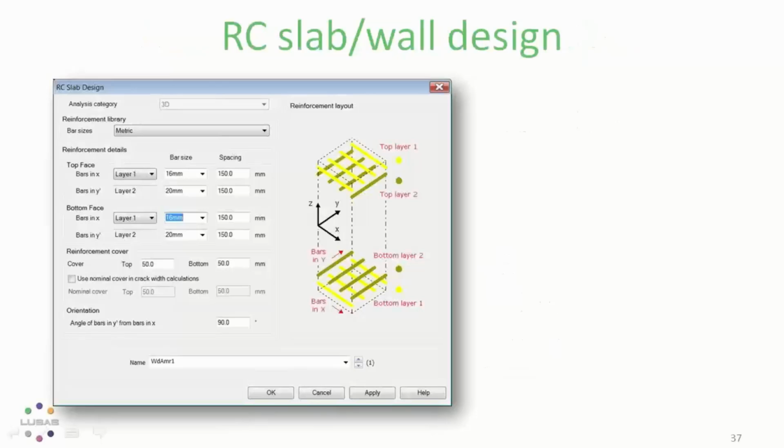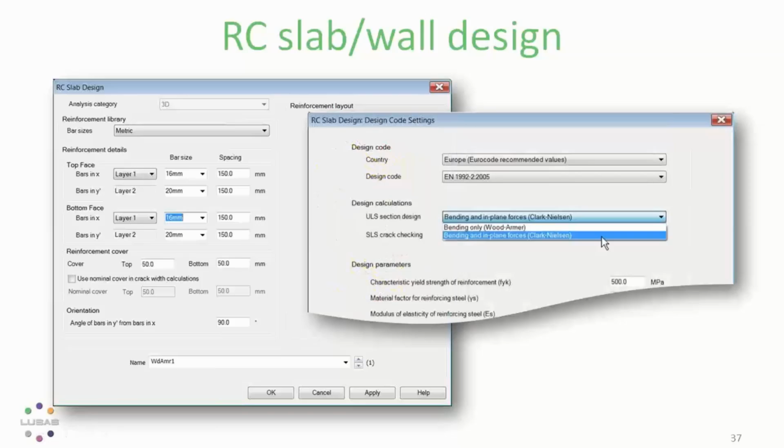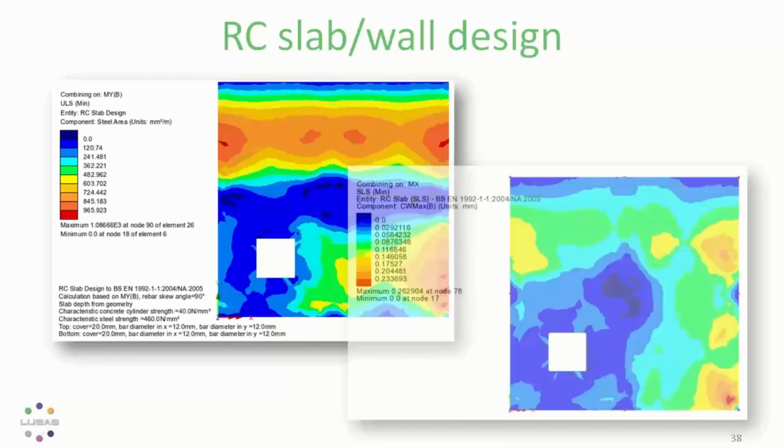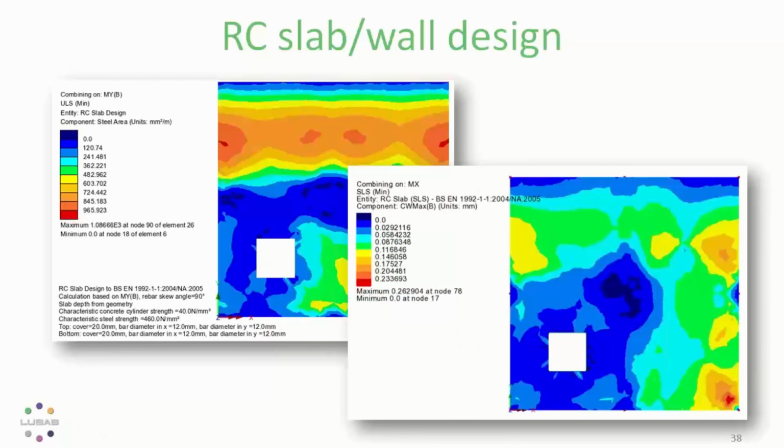The RC slab and wall designer, which is included with LUSAS, offers checks for plate bending, including twisting for ultimate limit state using either the Wood-Armer approach or to incorporate in-plane tension or compression using the Clark-Nielsen method. Output can include contours of utilization, or in this case, for the required areas of steel, for example, and it carries out serviceability checks, including crack widths based on principal moments and stresses.